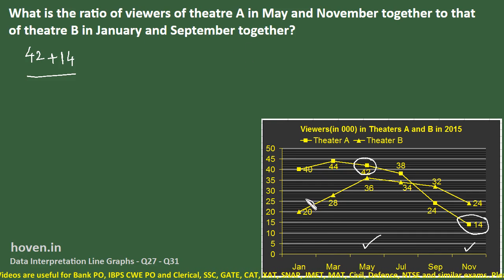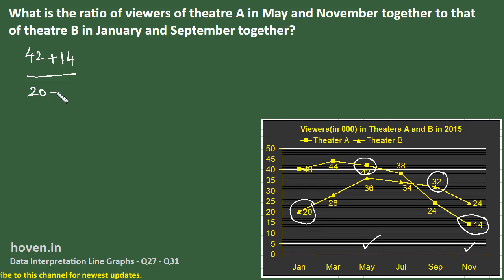So for B, this is January, and September, travel along this, it is 32. Most people will in haste just forget about this crossover and will write wrong figures. The examiner is testing just this thing, whether you can visually understand the movement of the data in a graph. So you will add 20 plus 32. Now this is just common arithmetic.